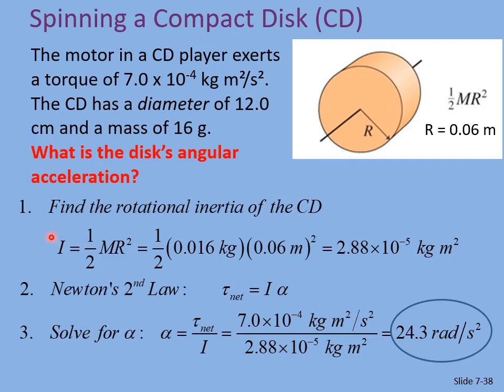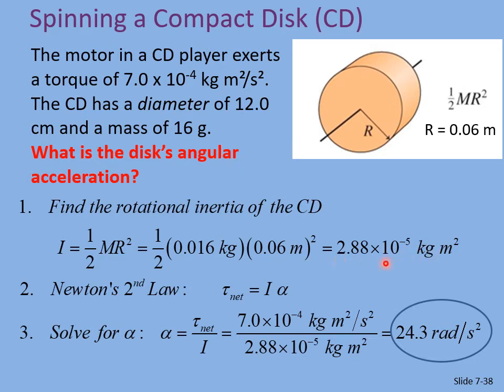So the first step here, let's calculate the rotational inertia of the CD. I equals 1/2 mr squared. Now remember, mass is in kilograms, so 16 grams is 0.016 kilograms, and we just said that the radius is 0.06 meters, and remember that is squared. So this comes out to be 2.88 times 10 to the minus 5 kilogram meters squared.